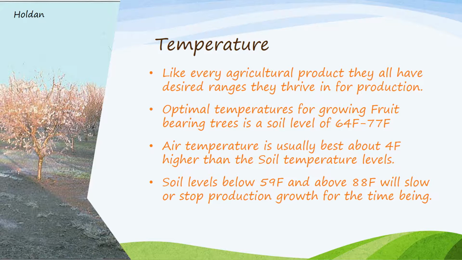For fruit-bearing trees, the ideal temperature range of soil conditions is between 64 degrees Fahrenheit and 77 degrees Fahrenheit. They're able to get the most out of growing degree days at these temperatures. Soil temps, though, are usually 4 degrees lower than the air temperature due to the natural canopy that apple trees provide. Production of apple trees slows or stops completely if soil temperatures go below 59 or exceed 88.